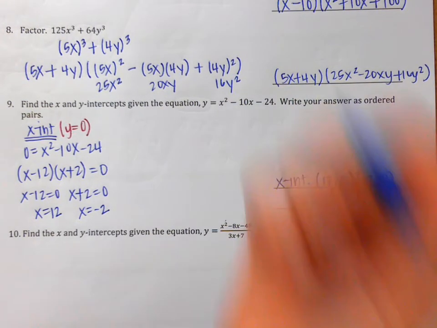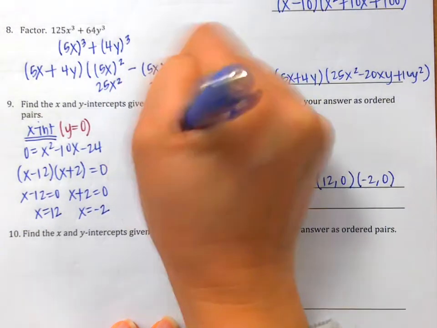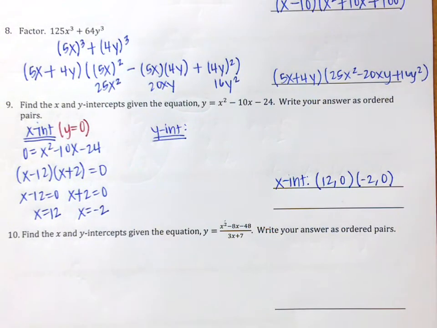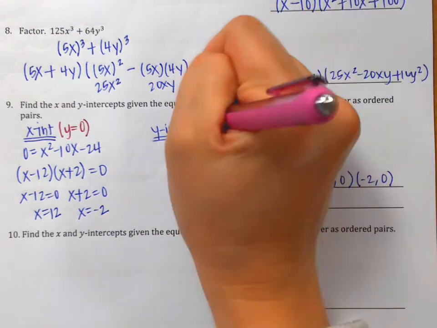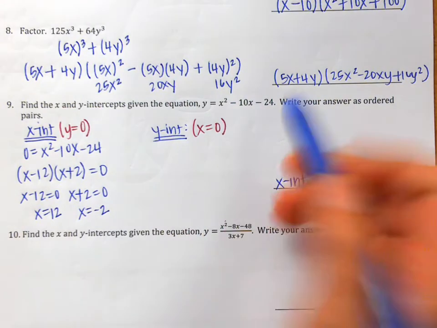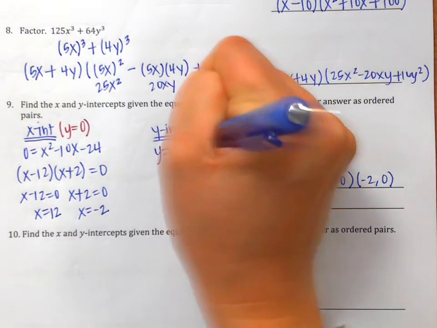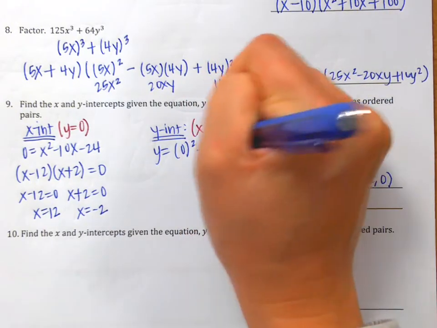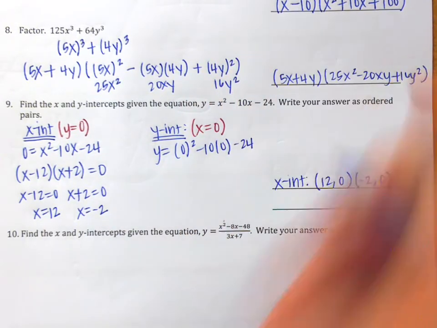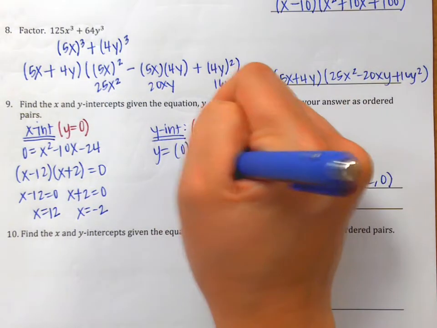Okay, and then my y-intercept is always the easier of the two. Your y-intercept is where x is equal to 0. So that means I just plug in 0 wherever there's an x and solve for y. So y equals 0 squared minus 10 times 0 minus 24. Well, 0 squared is 0. 10 times 0 is 0.